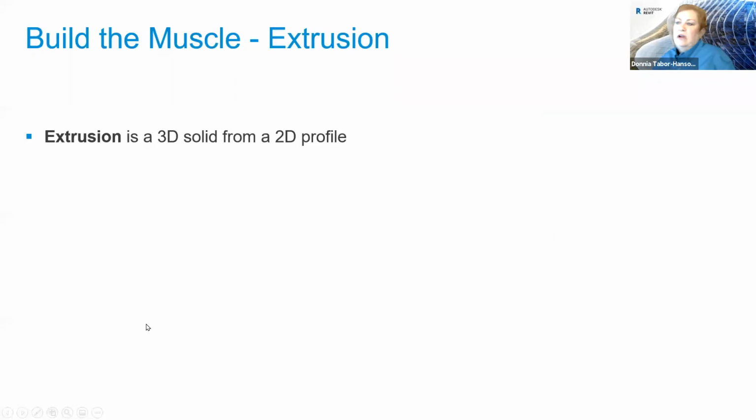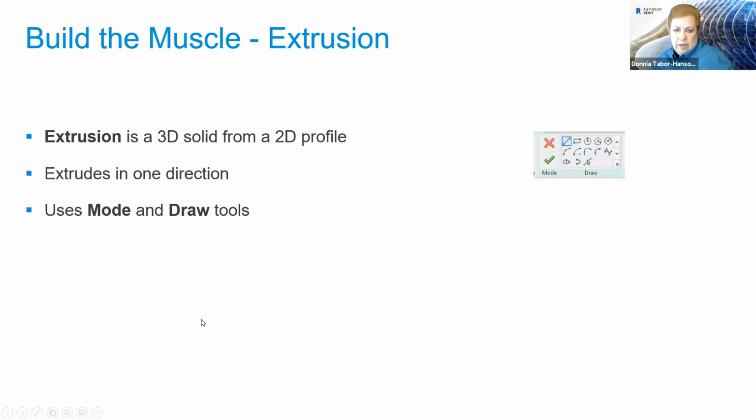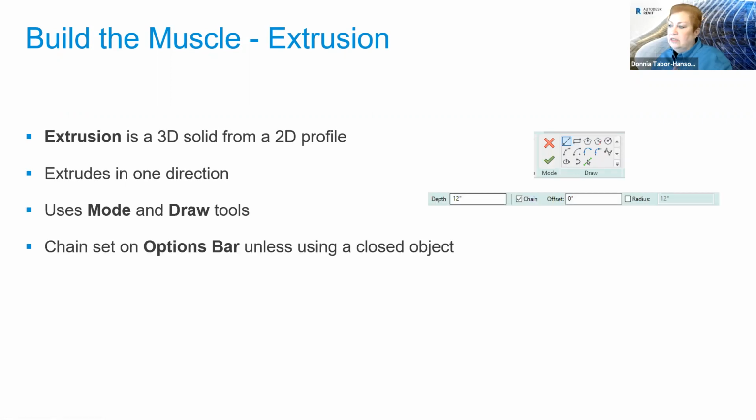Okay, so we're going to start with an extrusion, which is nothing more than a 3D extrusion longitude from a 2D profile. It will go perpendicular to the plane that it is given in. It does go in one direction. It does use the mode and draw tools. You do need to check, stop at the bar.